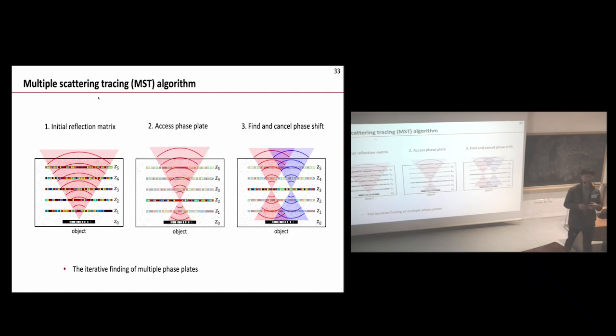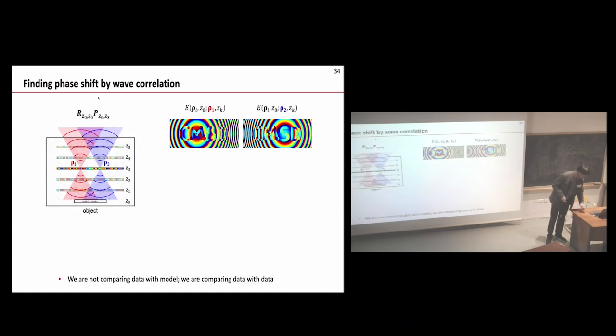But then, as I mentioned, in the previous conjugate approach, we use the Fresnel approximation. But when you use the Fresnel approximation, you cannot find a phase plate close to the object. Okay, so you have to get rid of that approximation. So we developed a similar kind of method for finding the phase plate without resorting to the Fresnel approximation.